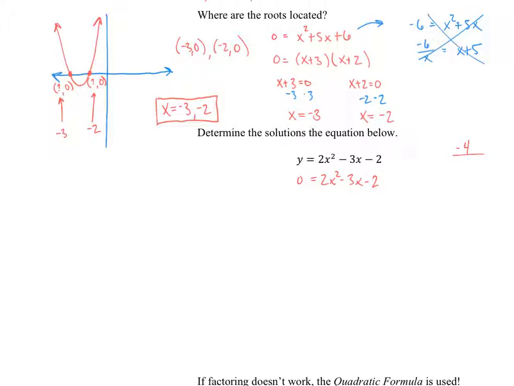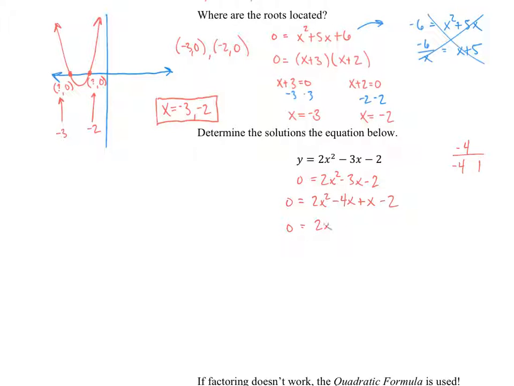Hopefully this is something that you've paused the video and gone ahead and done already. And I'm going to pick the 2 factors of negative 4 that add up to negative 3. So negative 4 and 1. All right, so I'm going to go straight to here. 2x squared minus 4x plus 1x minus 2. And now I'm going to group.